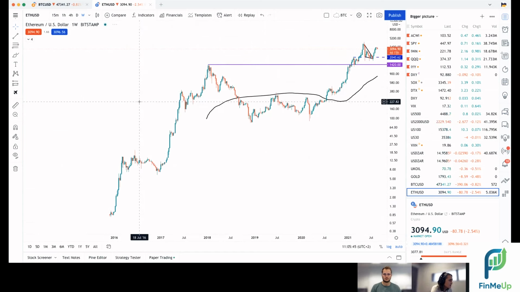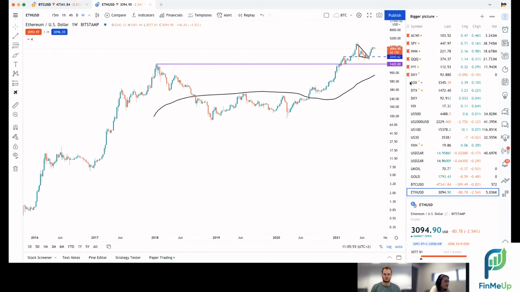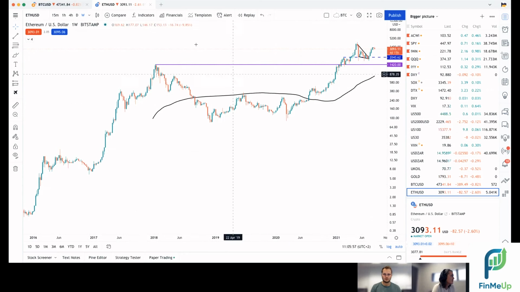So, Ethereum, and what I've also got on here is the 126 week moving average. In particular, these two cryptos I chart on the Bitstamp exchange for a few reasons. One, the Bitstamp exchange is the exchange that I actually use for offshore stuff when it comes to crypto.